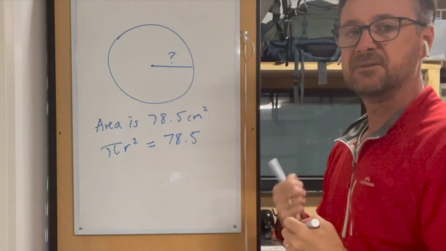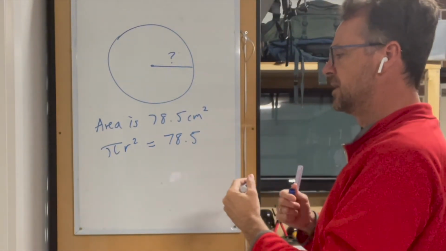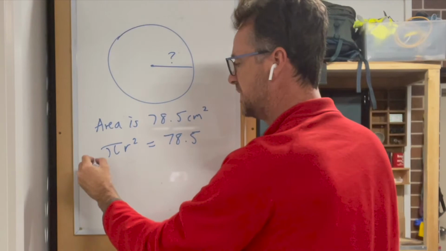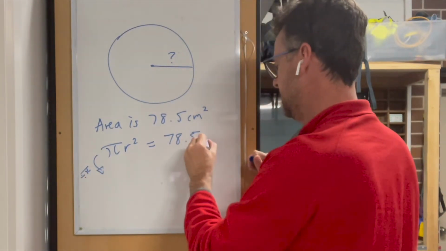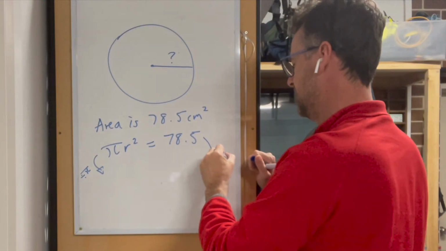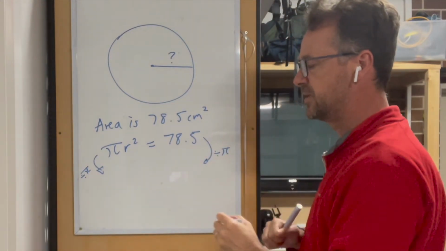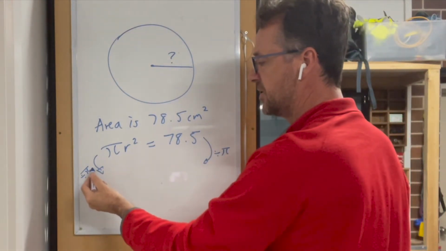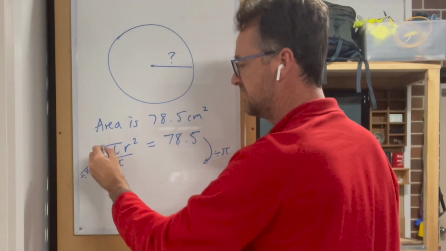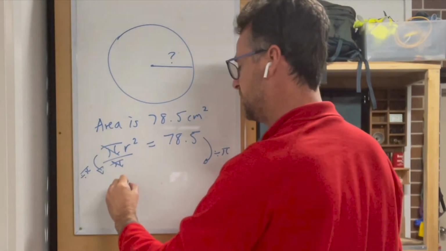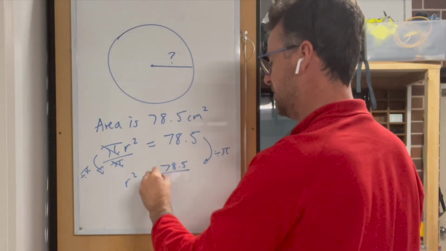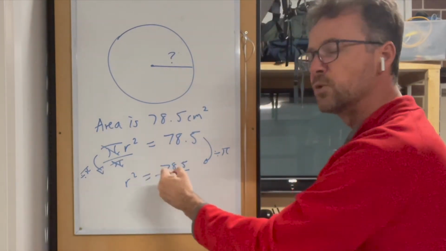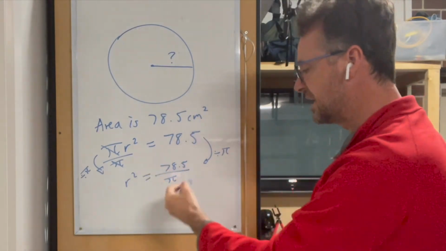Okay, so then from there, we can simplify this. The first thing we can do here is divide that side by pi and divide that side by pi. Dividing by pi here puts pi underneath here and you can cancel both of those. That leaves you with r squared equals 78.5 divided by pi. You don't need to work that out just yet, you just need to have that thinking.